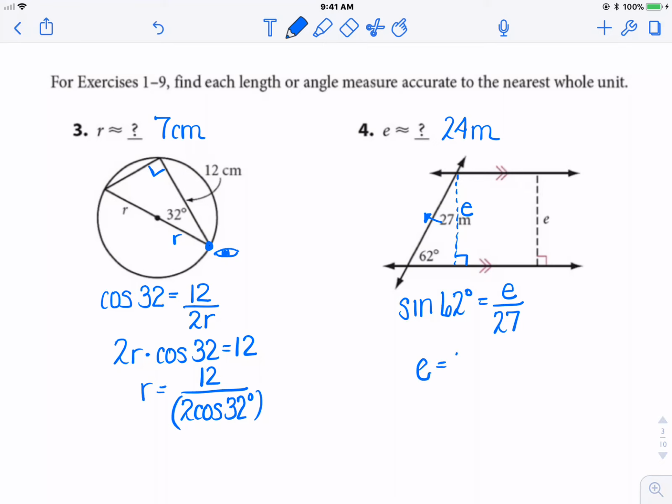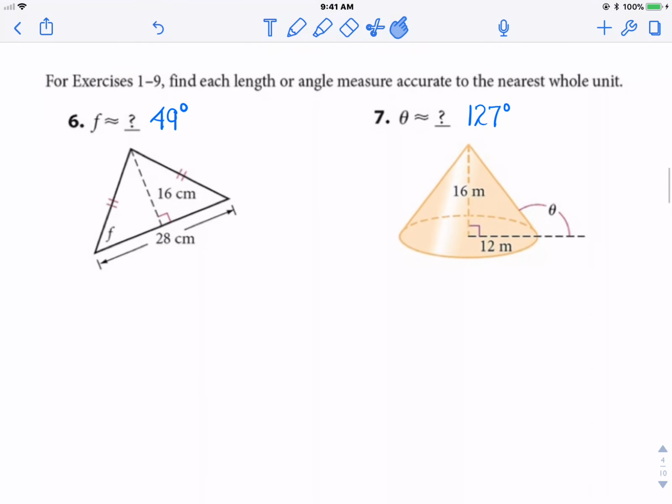So to get that E length, before I go to a calculator, because we don't want to write down any of those trig ratios, we already did by saying sine of 62 degrees. Then getting a calculator approximate and rounding. But you're noticing I never write down the approximate value of that trig ratio that I see on my screen. Number 6 and number 7, same idea.